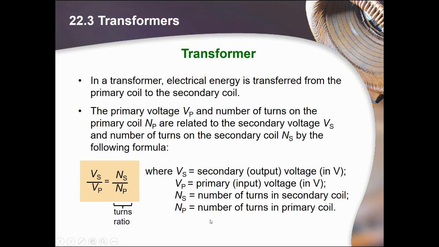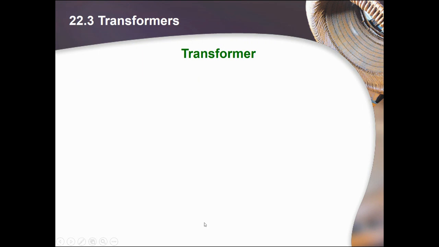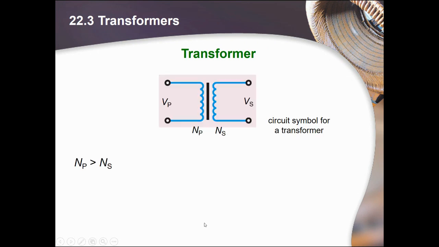So you can see this. These are the circuit symbols for a transformer. You have two coils of wire that look like this. This one is the primary coil, followed by the secondary coil, and then one line in the center.